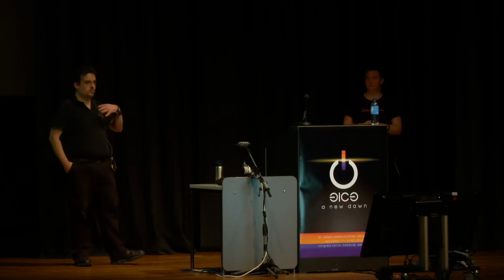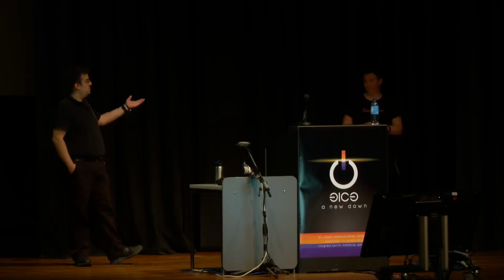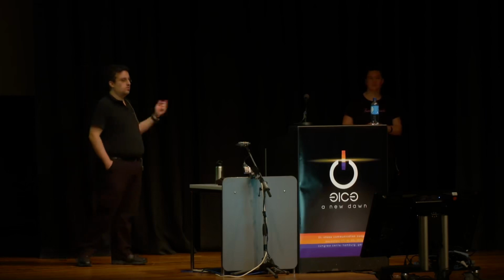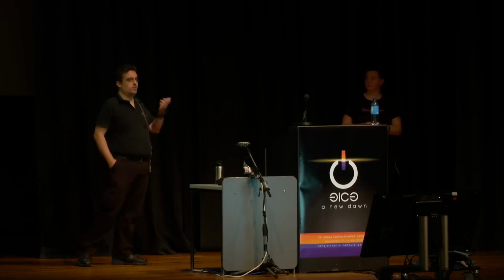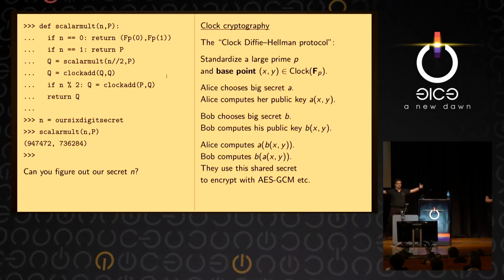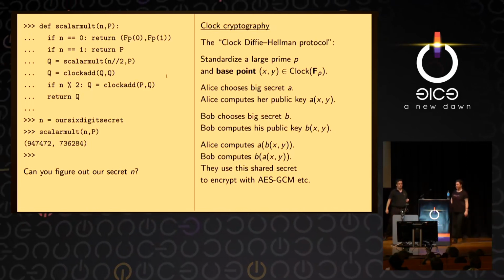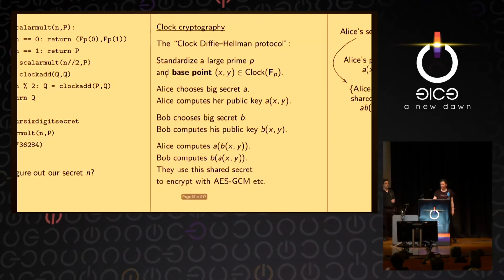Okay, now Bob gets her A times x comma y, and he takes his secret B and multiplies by the A times x comma y, and he gets B times A times the point x comma y. And now we've got the same result. She's computed AB times XY, he's computed BA times XY, which is the same thing. They're both A times B multiples of XY, A times B copies of XY added together. And now we use this shared secret to encrypt data.